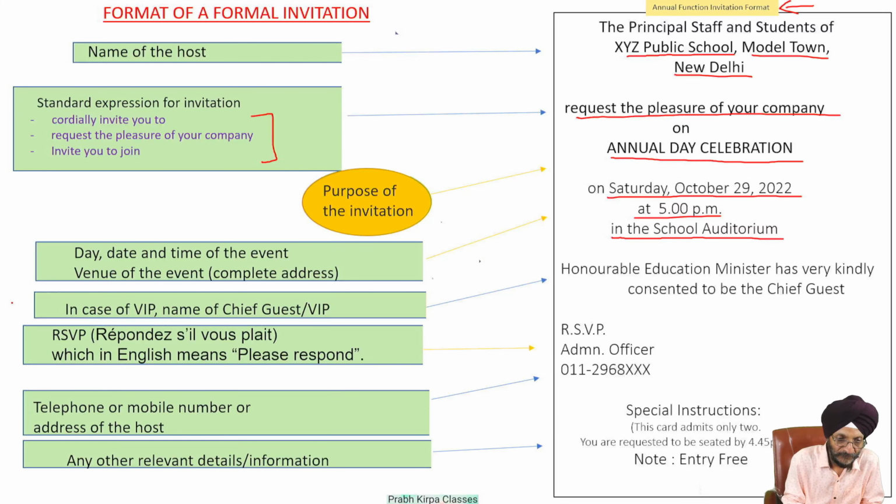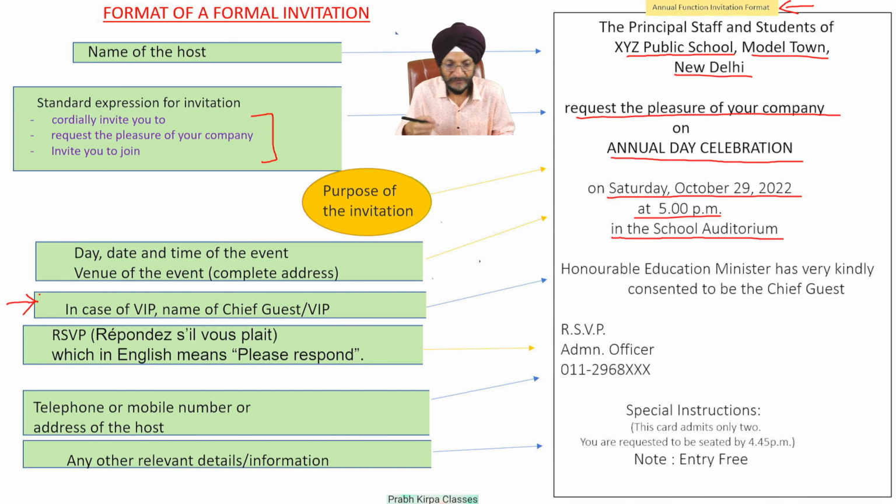This is the extra which is not mentioned in the case of birthday parties or marriage parties, because in the case of marriage parties or birthday parties, there is no chief guest or VIP. But when we hold an annual function in our school or we organize sports day, we normally invite a chief guest or VIP to the function. So in the case of annual function invitation format, we also mention the name of the chief guest or VIP.